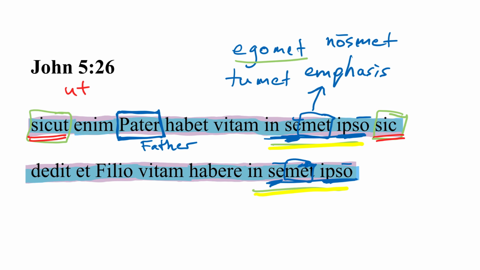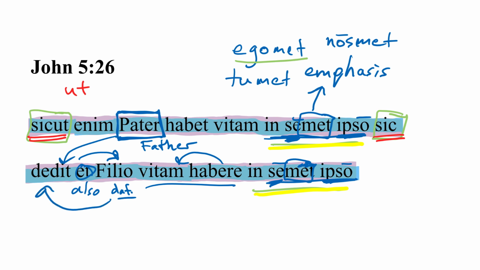Now, the other thing we want to mention here is the way that habere is used in the second half of the sentence. The Father has given also, rather than and, I think we want to say has given also to the Son, dative of the person receiving something given. We should be used to seeing the dative, probably with the verb do, dare, from which dedit comes. He has given to the Son, in English we might say, the right to have life in himself.